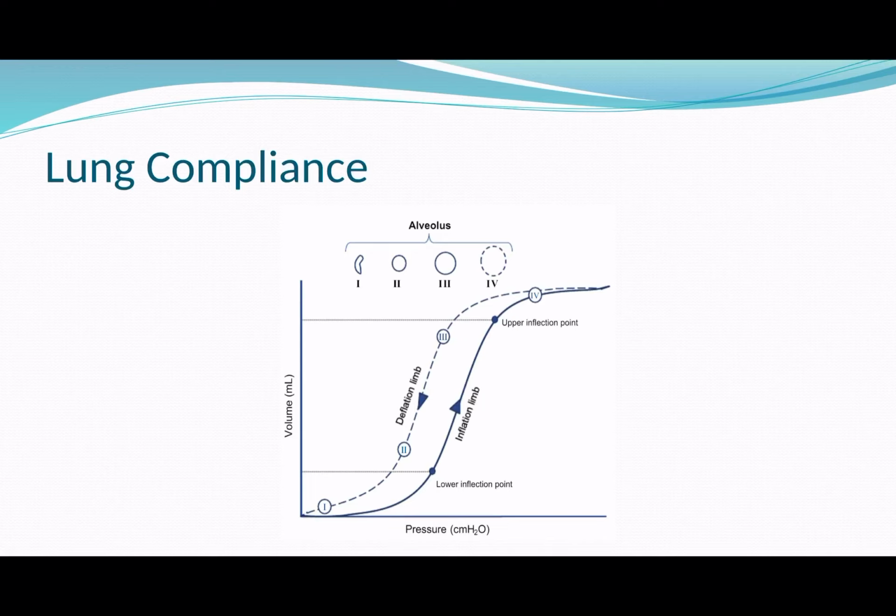We want to try and get them to the point where it's easy to inflate and deflate the lungs, i.e. if you look at this graph, you want to get to above the lower inflection point and below the upper inflection point, in that part of the curve where just a small change in pressure causes a large change in volume. That is where the lung is most compliant.